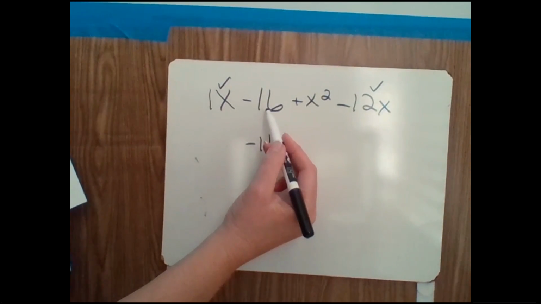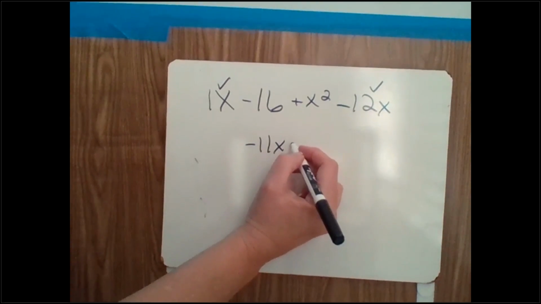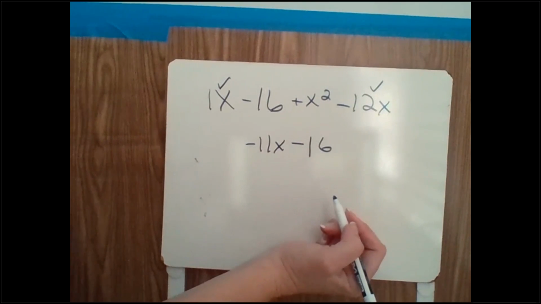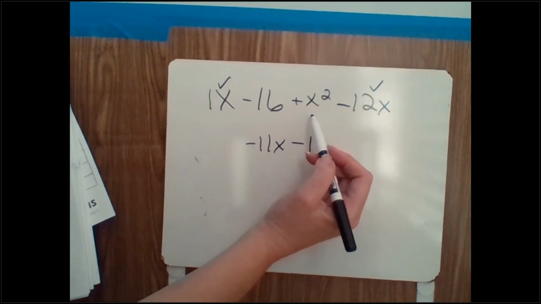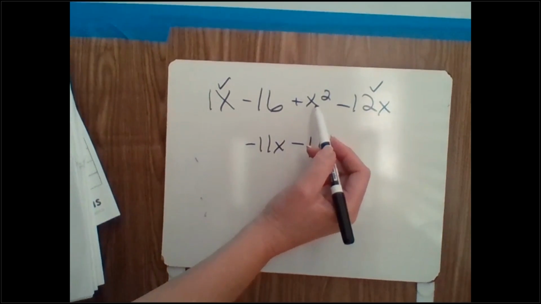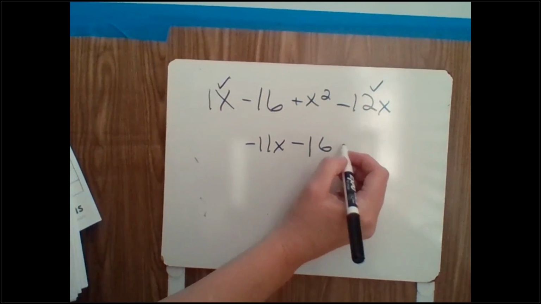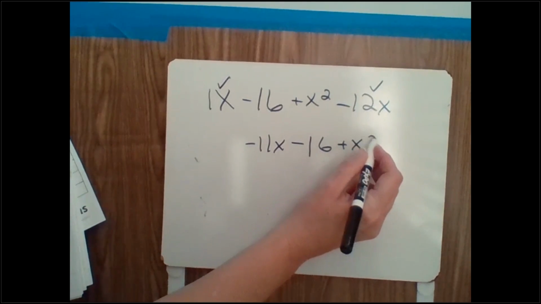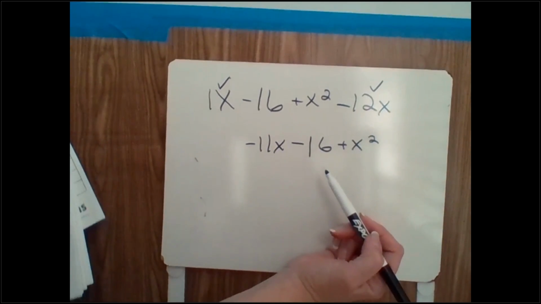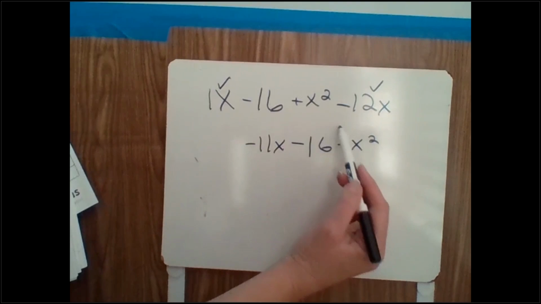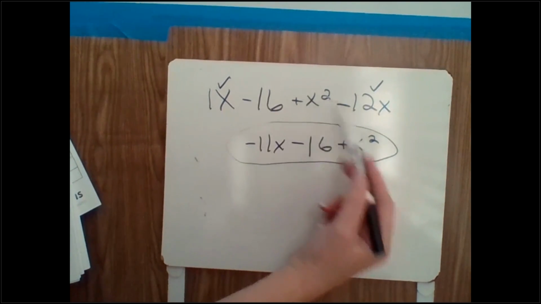I only have one number, and numbers don't combine with x terms. I always have to leave that separate. And I have an x squared term in this one. X squareds don't combine with x's. They are their own entity. They're their own world. So I'm just going to add that on and say plus x squared. The weird thing about this problem, this is the answer. That is the simplified version of this.